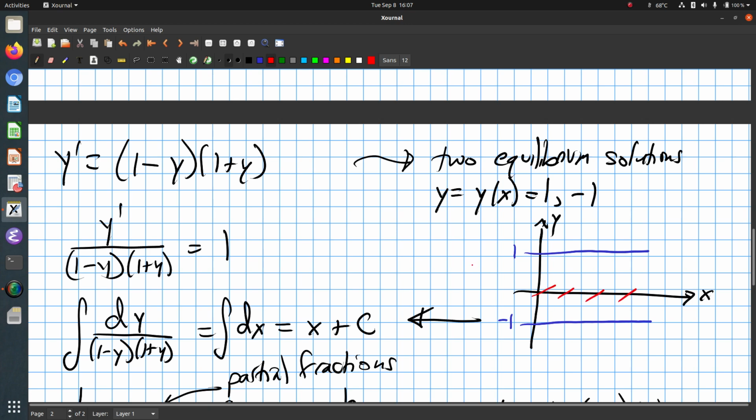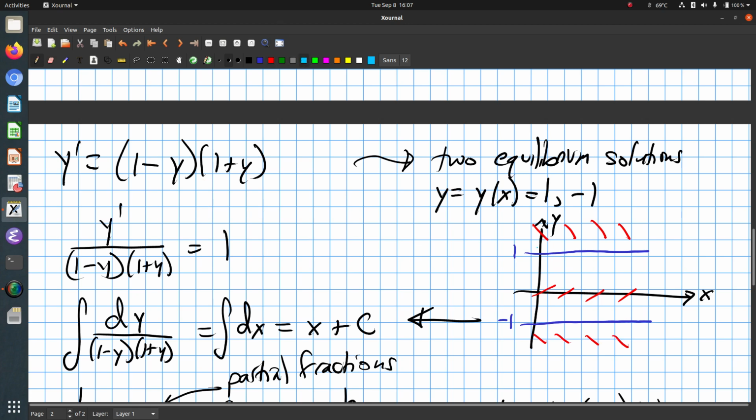If I put a number for y that is like 2, I'll get 1 minus 2, that's a negative number, times 1 plus 2, a positive number. That means the slope is decreasing. If I put in a number like negative 2, 1 minus negative 2 is 3, times 1 plus negative 2, which is negative 1. That's a negative number as well, okay? And so my slope field looks a bit like this.